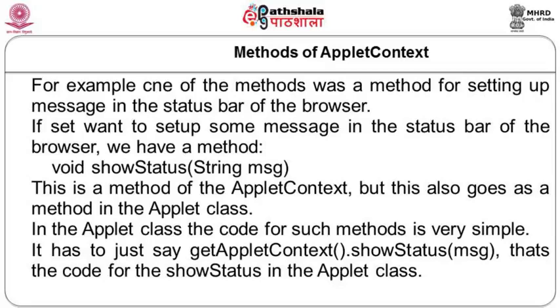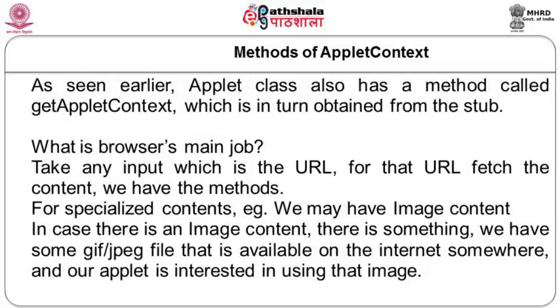The code in the applet class is very simple. It just has to say getAppletContext().showStatus. That's the code for showStatus in the applet class, because the applet class also has the method called getAppletContext, which it was getting from the stub. So showStatus is for showing a message on the status bar. That is a simple thing, setting up some message on the browser status bar.